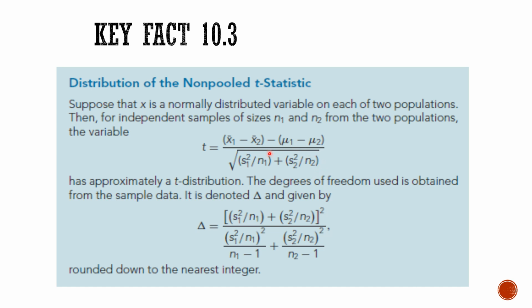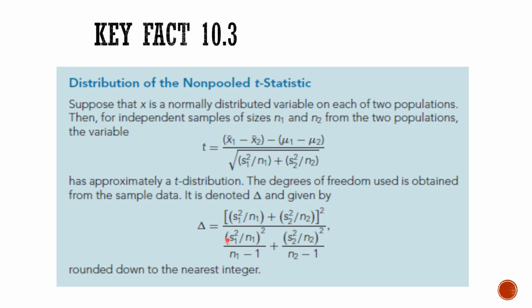But look at the formula for the denominator here, the standard deviation part of it. We cannot combine the two standard deviations in a non-pool test because they are widely different. Instead, we have to keep them separate. So S sub 1 squared divided by n sub 1 plus S sub 2 squared divided by n sub 2, and we have the square root sign over it. This is the formula we are going to use when we perform a hypothesis test.